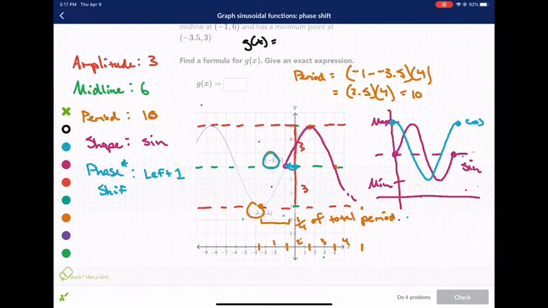All right, so what does this function actually look like then? If we put together all the pieces, we've got an amplitude of 3. So my function that I'm going to use is sine.